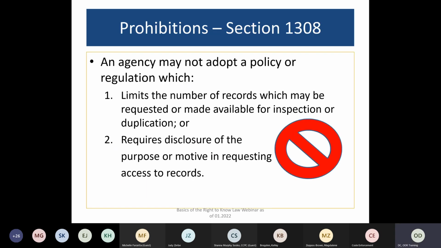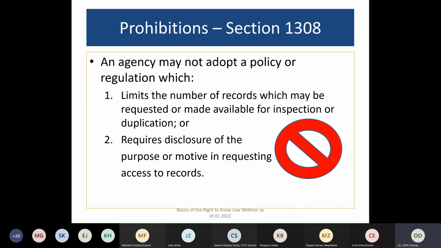Okay, what can't you do related to the right to know law? Well, these are detailed in Section 1308 if you want to look at the law itself. Again, on our website, you can download the law. It's not a hard law to read. It's not that long of a law. For the most part, it's written in common English, and you can pretty much understand what is being said here.